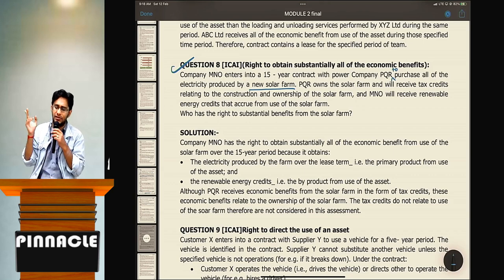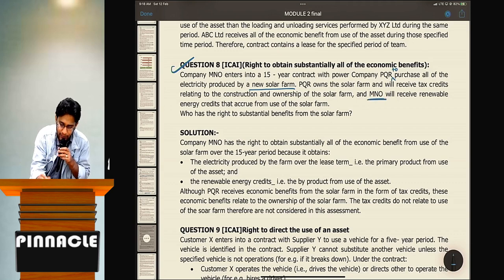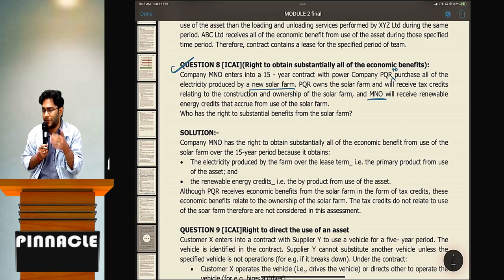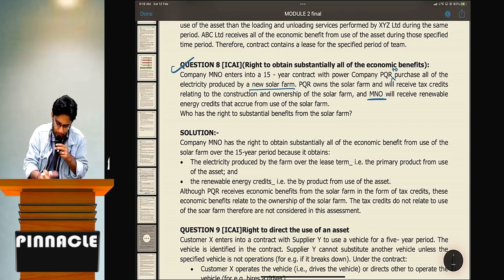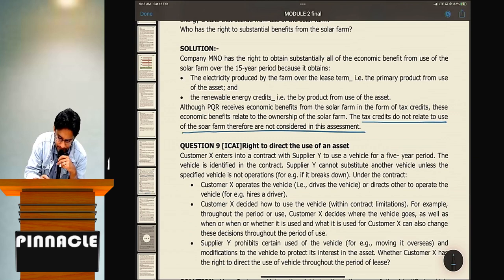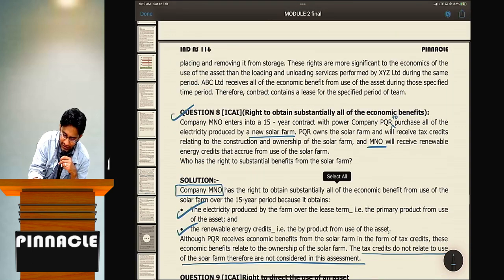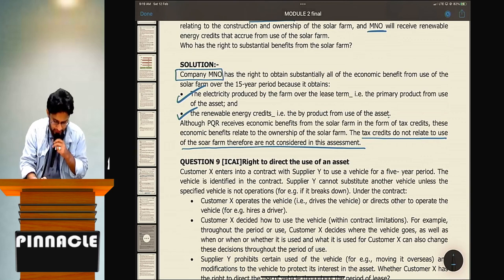So in this case, the question gave two types of benefits. Number one is the tax credit for ownership of the solar asset. Number two is the carbon credits for using the solar farm. The low carbon benefits and energy credits from using the solar farm, who is getting them? MNO is getting them. MNO is the user only, no? So it is substantially getting all the benefits that are relevant for evaluating whether the contract is a lease or not. The tax credits do not relate to the use of the solar farm and therefore are not considered in this assessment. Electricity anyway belongs to them, which is the primary output. Now renewable energy credits are a byproduct from the use of the farm, and both are enjoyed by the customer MNO only. Already in the first line, electricity he is anyway taking, and the extra byproducts also he is taking. That's good enough.